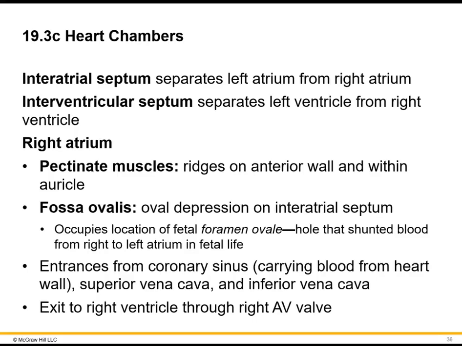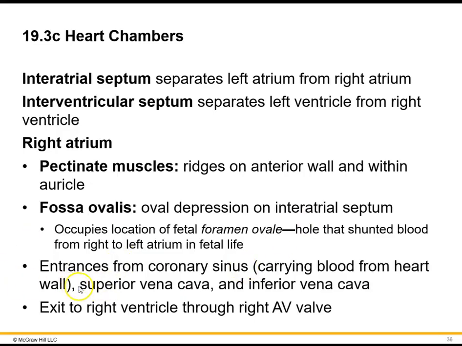Because remember, baby gets oxygenated blood from mom, not by using their lungs. The right atrium is also going to have several entrances. It's going to have the entrances from the coronary sinus, and this guy carries the blood from the heart wall. Okay, so the heart wall is a muscle. It needs oxygen just like every muscle in your body. And so you have coronary arteries that supply that heart wall and coronary veins that bring the deoxygenated blood away from the heart wall. And those coronary veins converge into the coronary sinus.